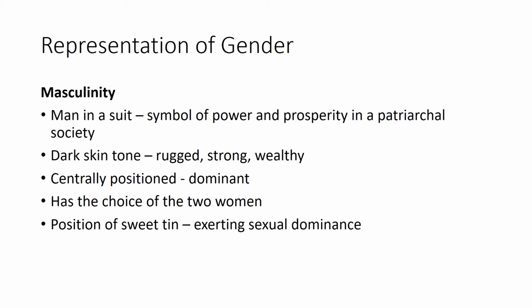In terms of representation, in masculinity, we have the man in the suit, as has already been said, a symbol of power and prosperity in this male-dominated society. His dark skin tone suggests a man who is rugged, strong, and wealthy. He is centrally positioned, asserting his dominance. He seemingly has the choice of the two women. Interestingly, that is presented in a positive light. This idea of infidelity, perhaps, is almost acceptable for the man. The position of the sweet tin here is a suggestion that he is in some way exerting his sexual dominance.